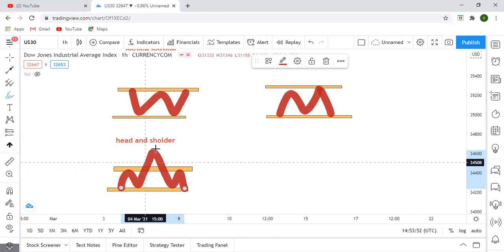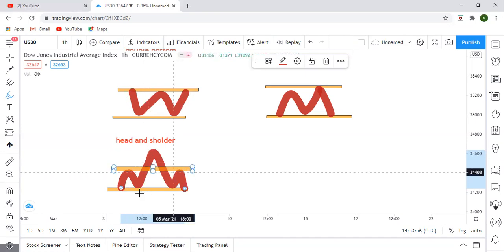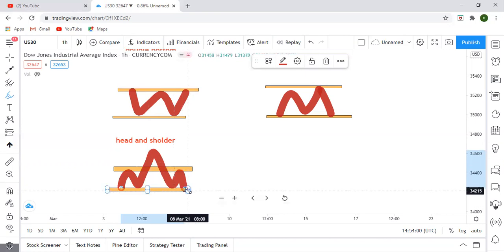As you can see, this is a head, this is a shoulder, this is a shoulder, and here, that's a neckline. That's where we get our entries. We want to wait for the market to break here, and then we come back for a retest. So these are your reversal patterns.